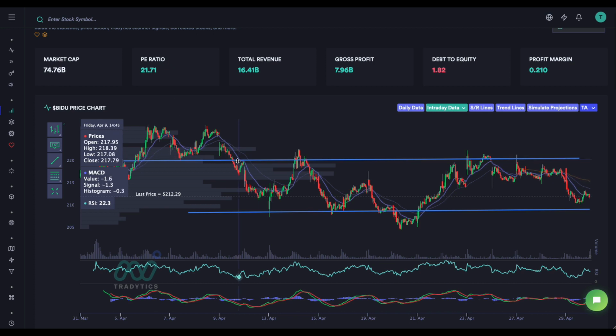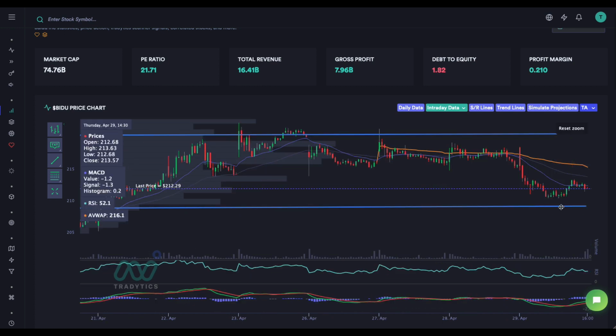We can now see here that we have two lines. We have a resistance line and we have a support line. But right now the price is somewhere in the middle of the support and resistance lines, and that's never a good entry. So what you always want to do is wait till the price hits one of these levels. If we have a call alert, then we want the price to hit a support level and then start going up again. So what would be ideal here is to wait till the price hits this level, about 208, and then once it hits it and starts going back up, that's our entry for the Baidu alert. And when are we going to exit?